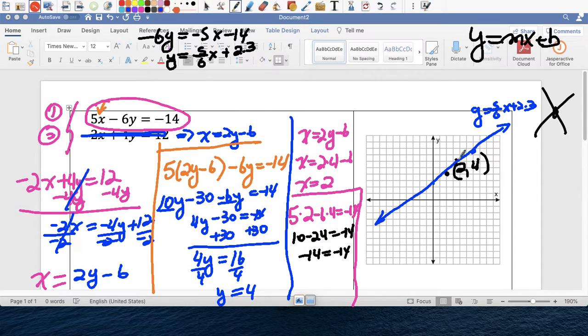Hopefully the other one. Again, here's my point. Our point of intersection is right here, 2, 4. So hopefully the second equation, which is going to be 2y equals negative x minus 6, and y is going to be negative 1 over 2x minus 3. So it's a negative slope. Comes down negative 3. 1, 2, 3. And it's a negative slope, so it's coming down.